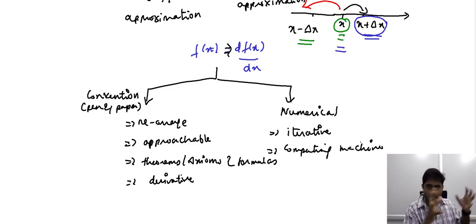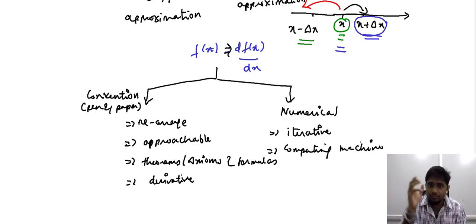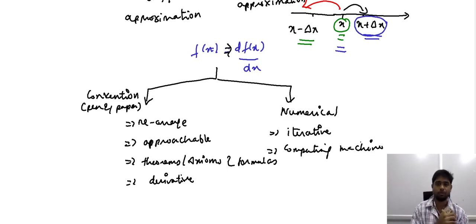So there are two ways. In the numerical approach, we will not be involving numerous axioms and numerous formulas. We will break down the entire problem into small pieces and consider an iterative operation, and through this iterative operation we will try to arrive at the derivative of the function. So there are advantages to both conventional and numerical techniques.